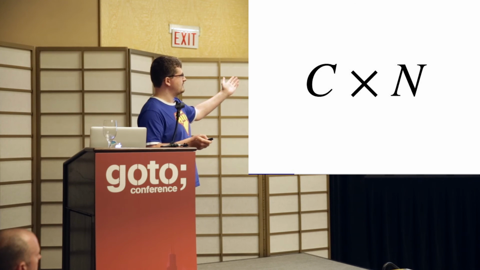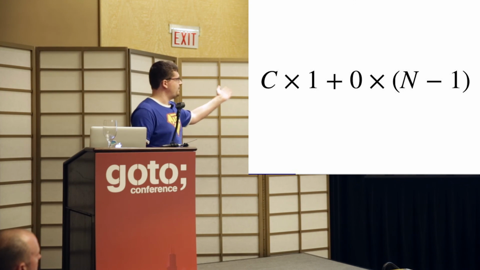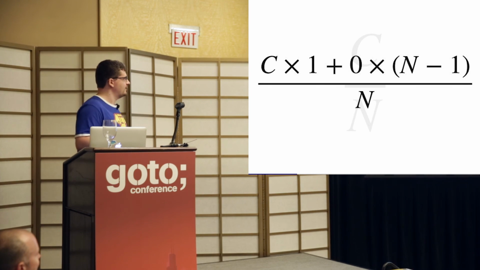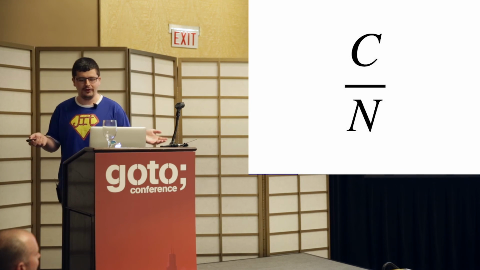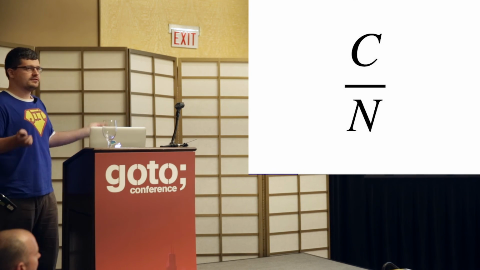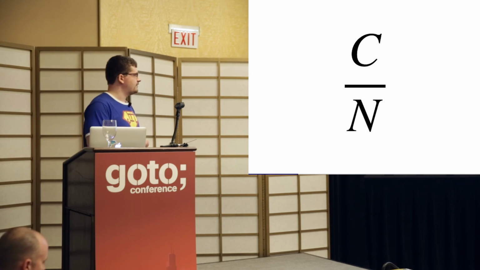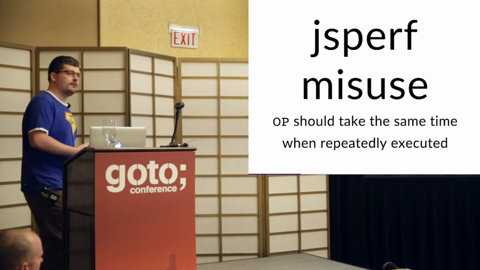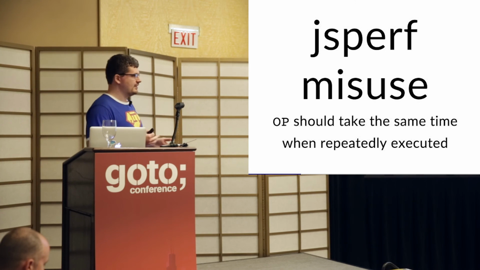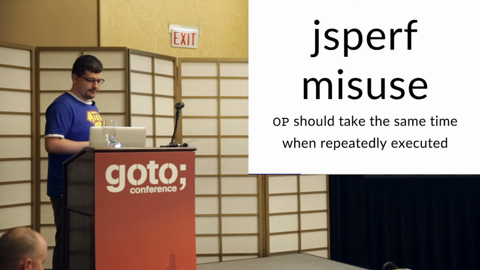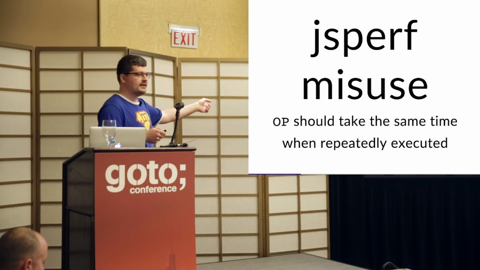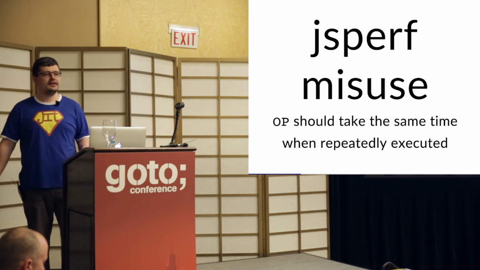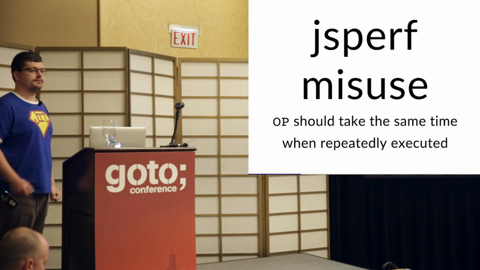We expected to repeat the same operation n times, but what we actually did, we repeated it once, and the rest is costing us 0. If you divide it by n, well, you get c divided by n, and c is very small. And n is very large, because JSPerf repeats it thousands of times. And you get approximately 0. That's why it looks so fast, because we are misusing JSPerf. And the measurement is basically, we're measuring an empty loop. And the key lesson here to take away is that you need to ensure that the operation, when you repeat it, is doing the same amount of work every time.